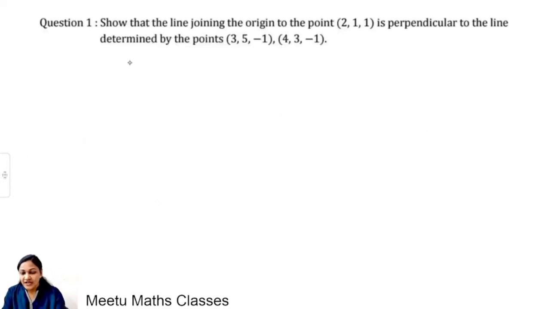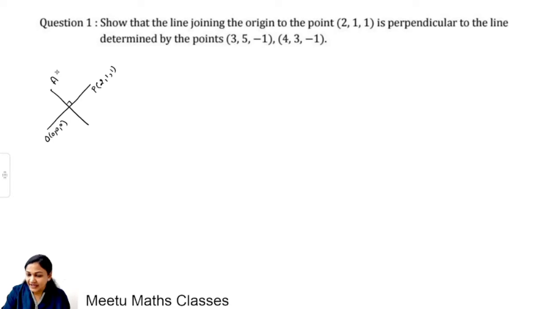Question 1 is, show that the line joining origin and the point P, that is 2, 1, 1, is perpendicular to the line determined by these 2 points. Your first point is 3, 5, minus 1 and second point is 4, 3, minus 1. So you have to show that OP is perpendicular to AB.